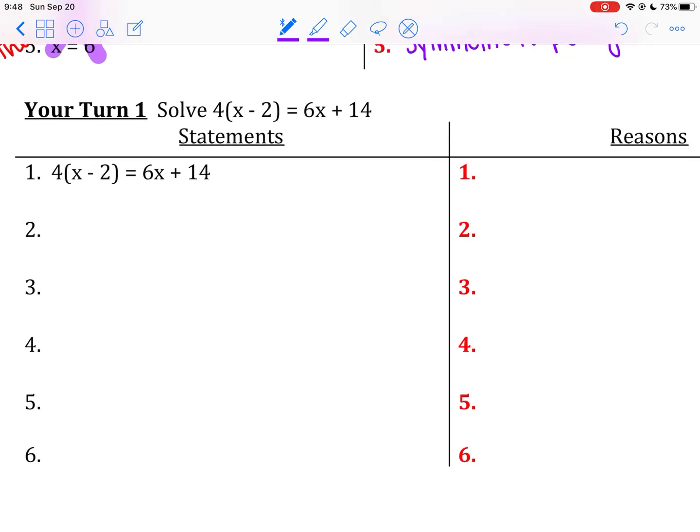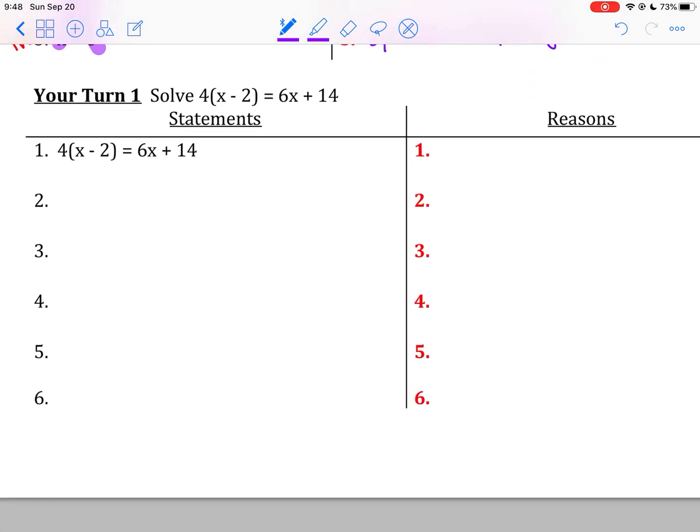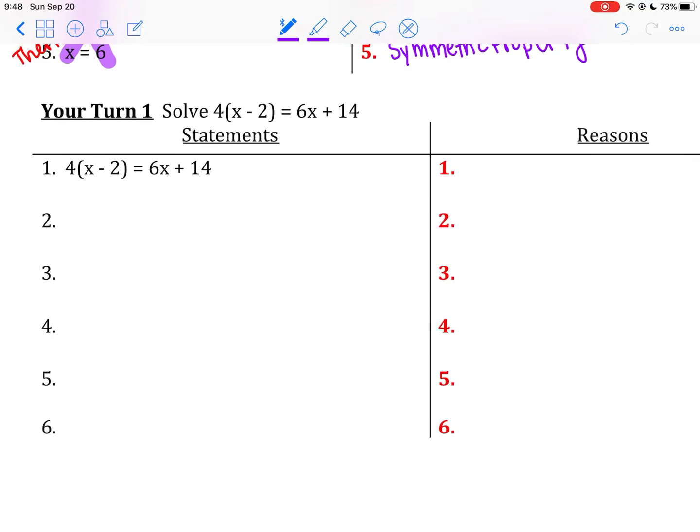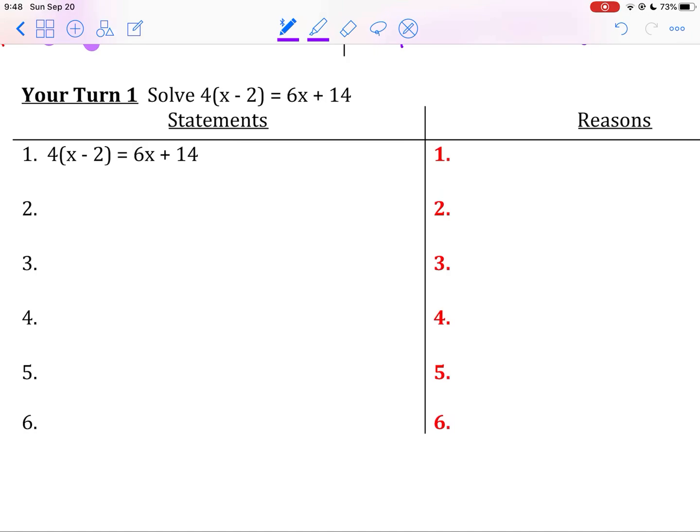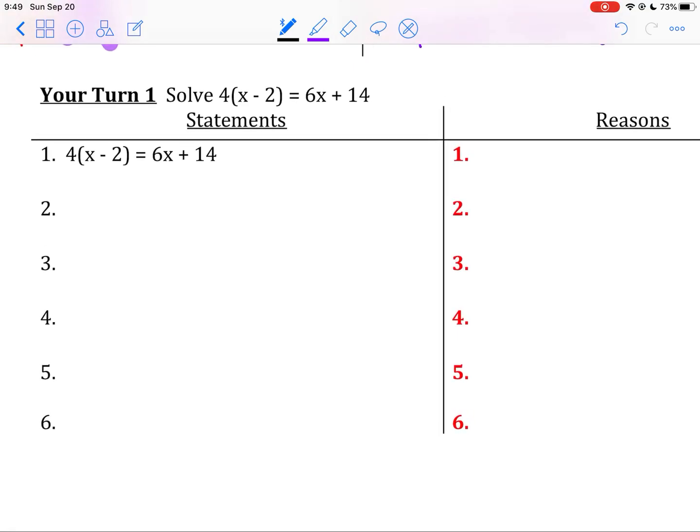So now we're going to do a your turn question, and this will be on your Google form. If you follow along and write this down, you will have the answers to that first part of the Google form. All right, so this one says if 4 times the quantity x minus 2 equals 6x plus 14. So we have to think about this first statement, and this was in the original problem, so your first reason should always be given.